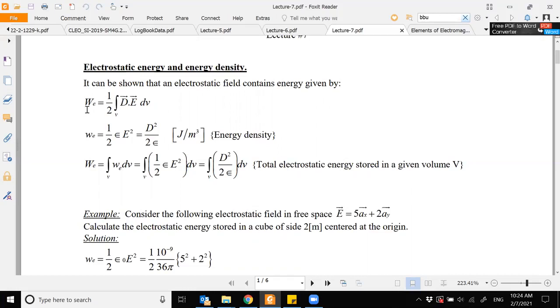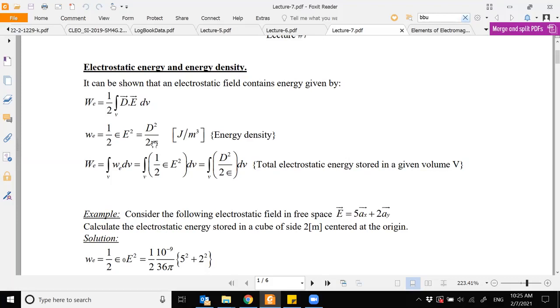Sometimes it's also good to use, rather than energy in joules, energy density, which is joules per meter cube. That is normalized to the volume, and this is defined as small w. E is for electrostatic, so small w_E is energy density. It is half epsilon E square, which is nothing but D square over 2 epsilon also.